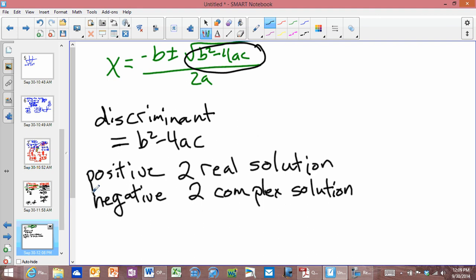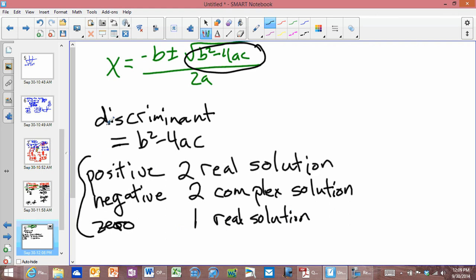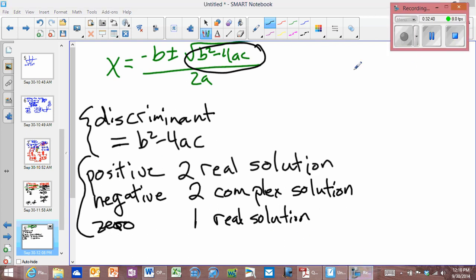And what's between positive and negative? If it's 0, that's not how you spell 0. So 0 has 1 real solution. We'll talk about those in class, but make sure you have these written down nicely, and what your discriminant is. Yep, and we'll get those talked about in class.